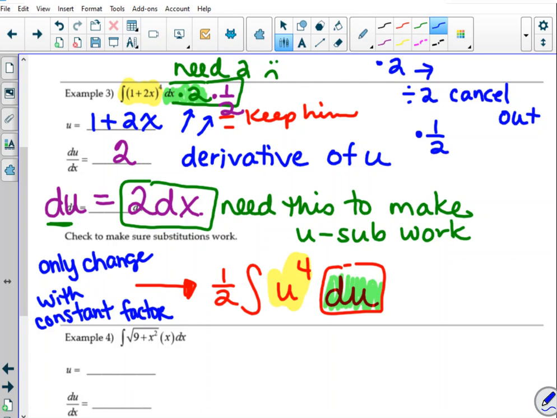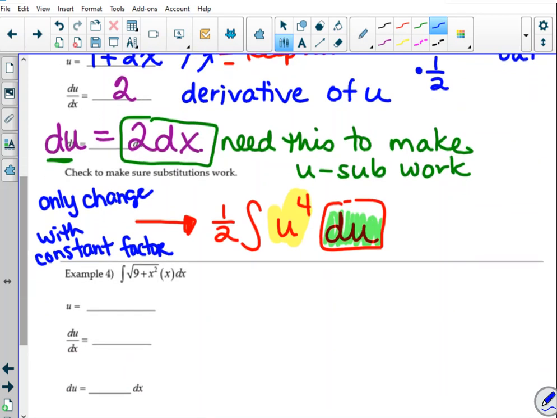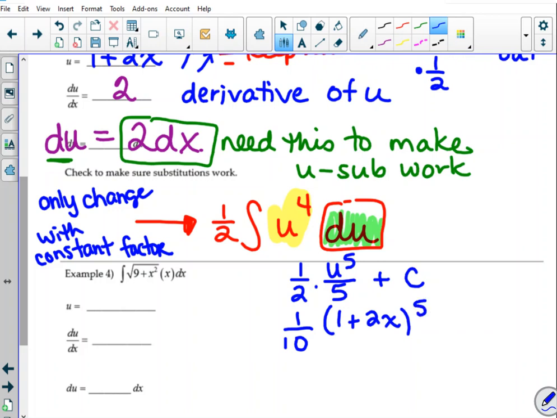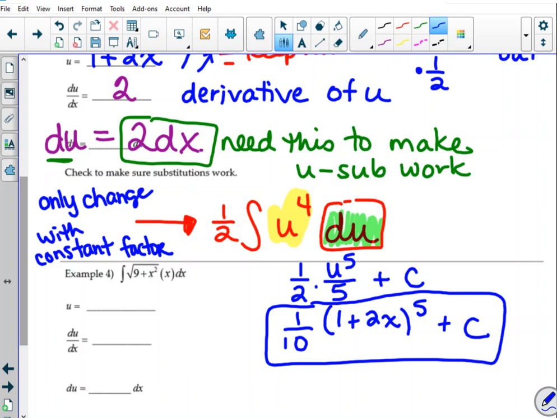All right. After all that thinking and all that magic, I still have to do my antiderivative. 1/2 u to the 5th over 5 plus c. So I would probably make that 1/10, but that's just me. You can leave it as 1/2 and leave the other thing over 5, but you have to change the u back to the x expression. So this is one version of the answer right there.